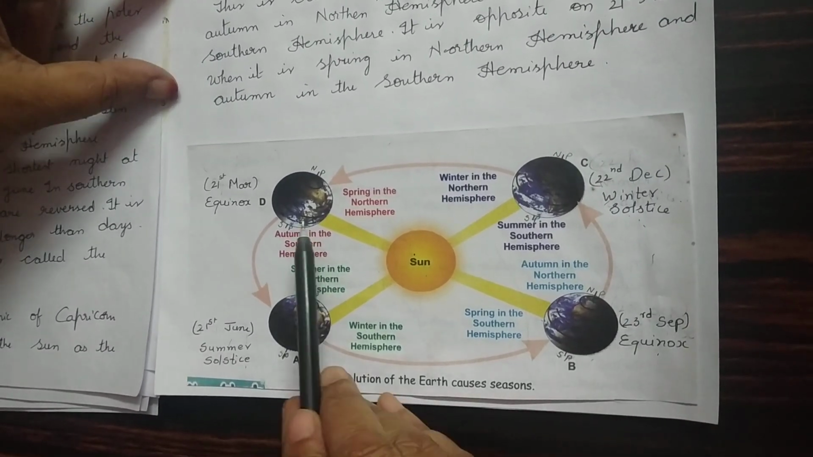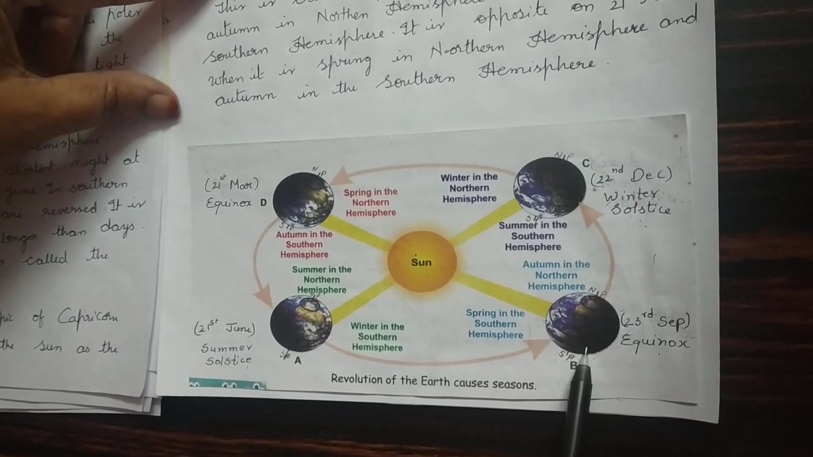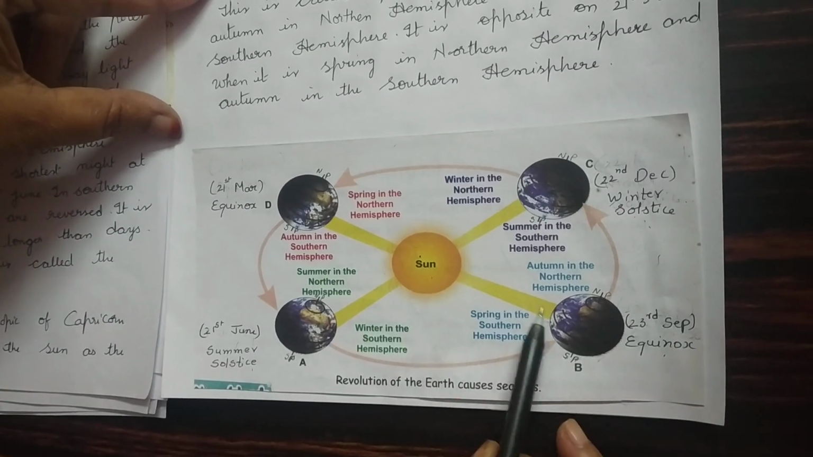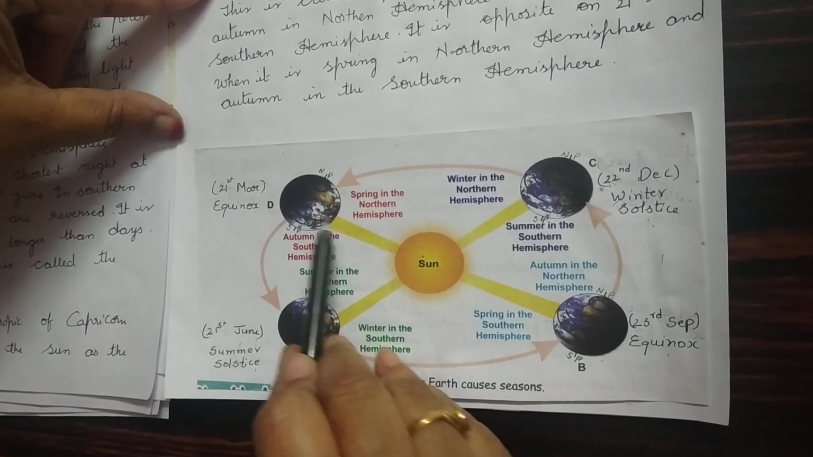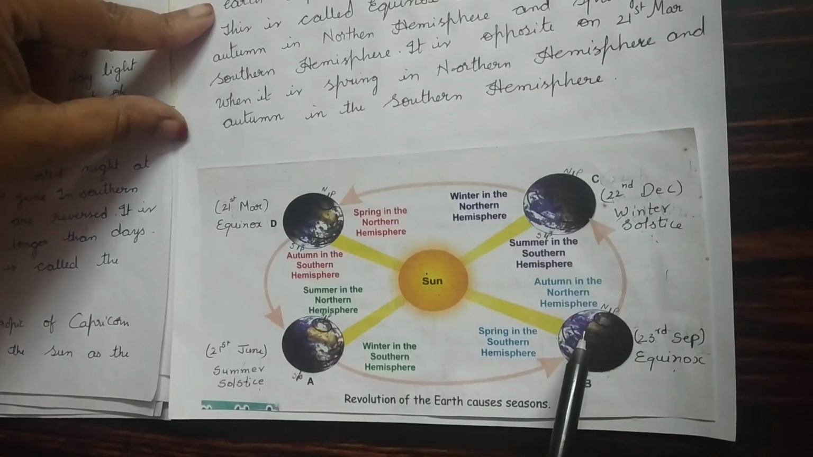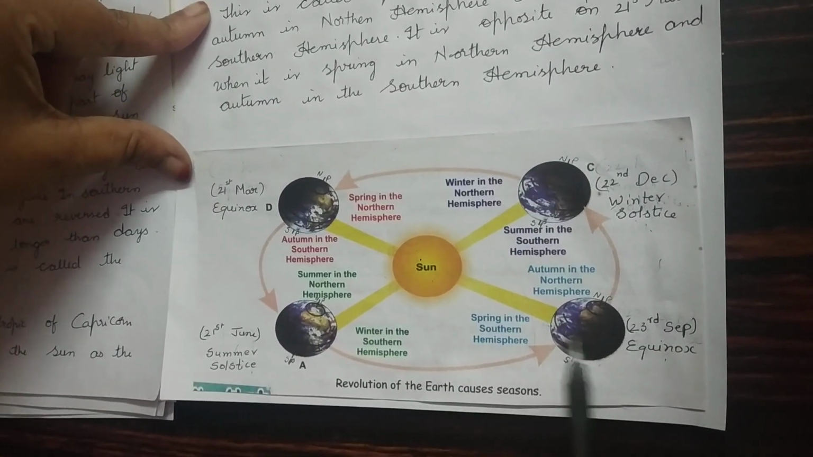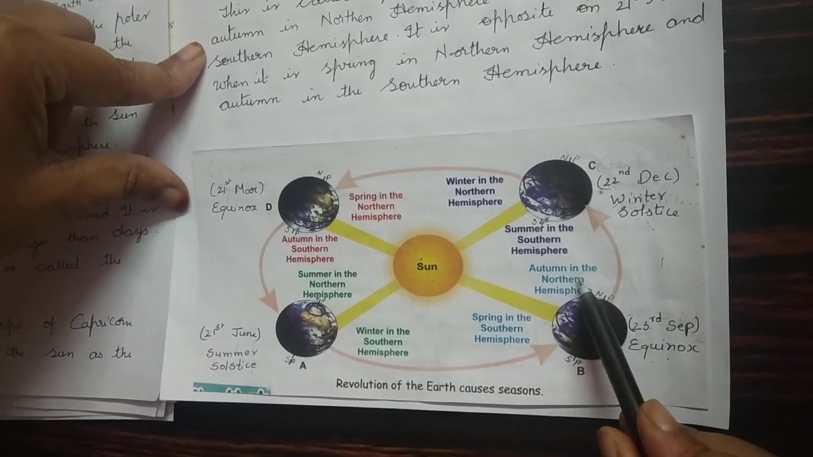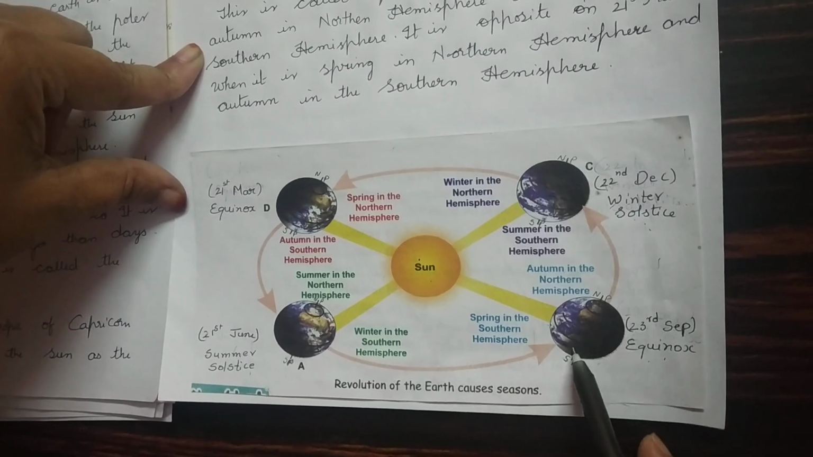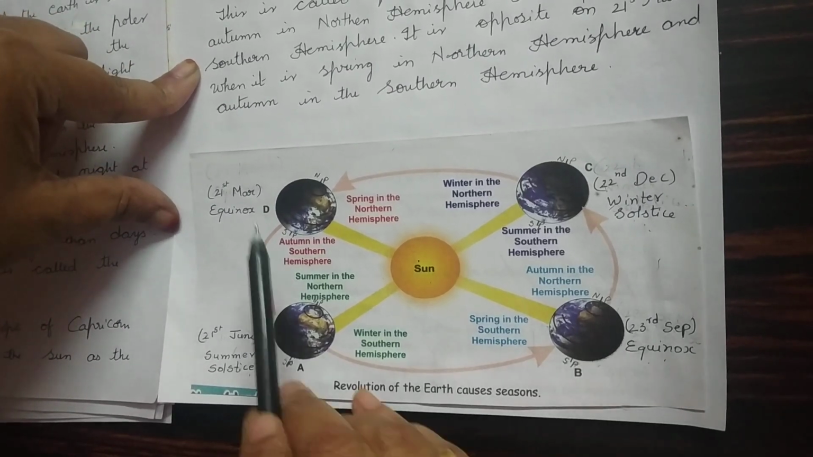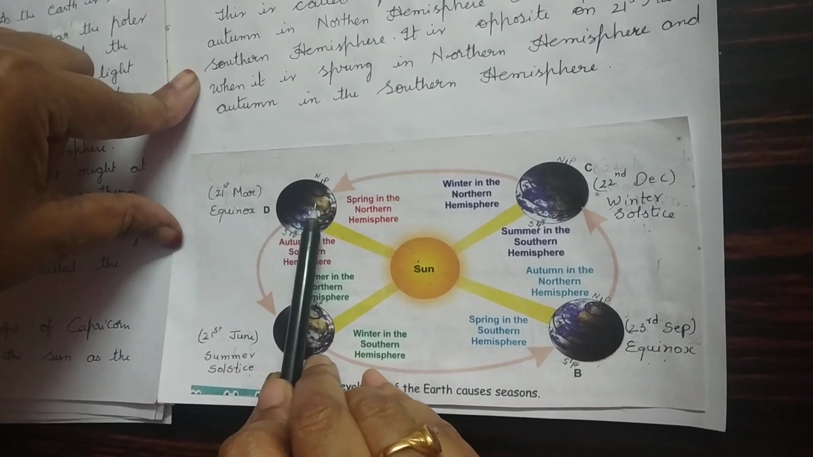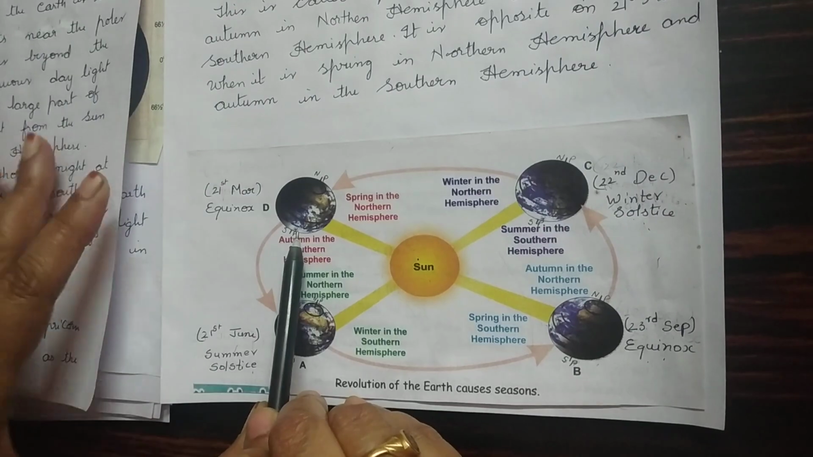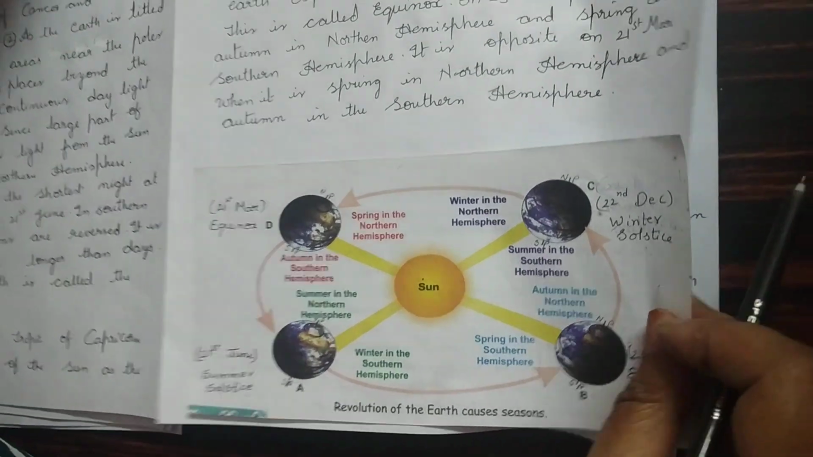Coming to the D and B positions. On 21st March and 23rd September, the rays of the sun fall directly on the equator, and the whole earth experiences equal days and nights. This is called equinox. On 23rd September, it is autumn in the northern hemisphere and spring in the southern hemisphere. It is opposite on 21st March. When it is spring in the northern hemisphere, it is autumn in the southern hemisphere. Hope you all understood the topic.